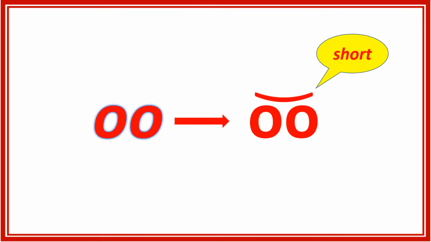O, o says o. That's a short o. Let's check examples of short oo. K, oo, k, cook.